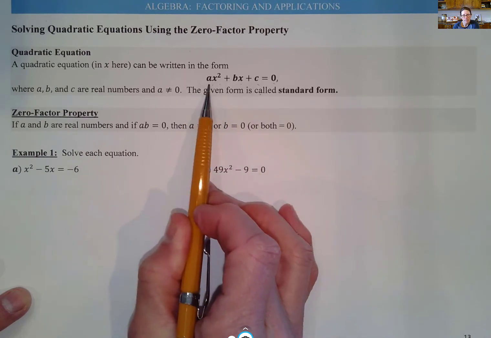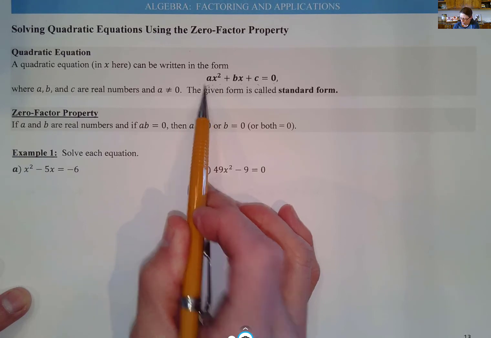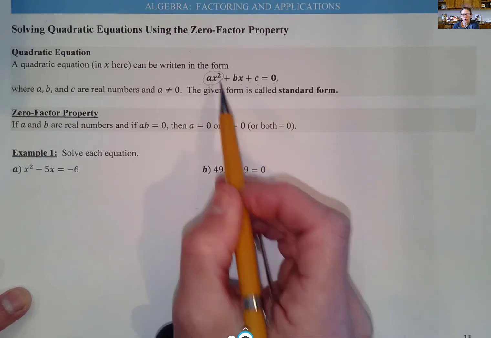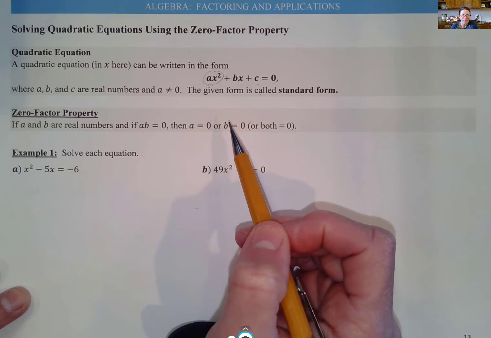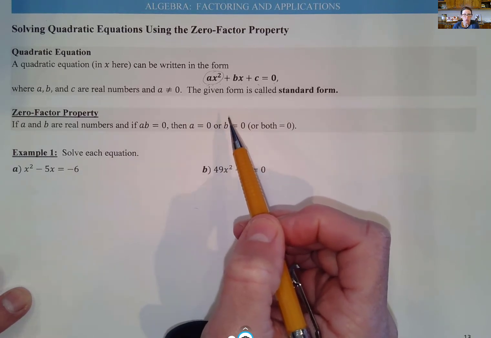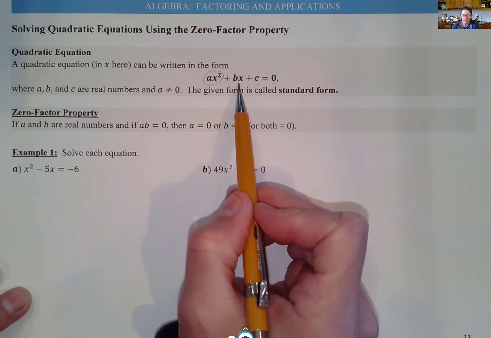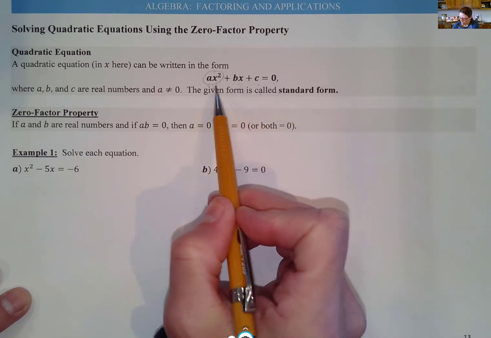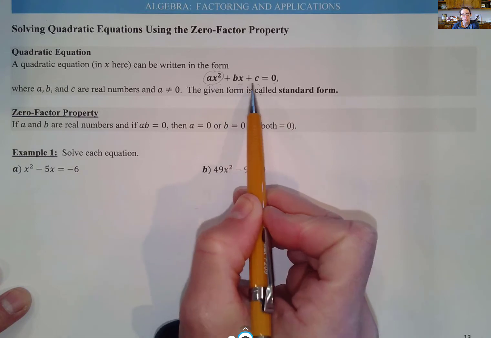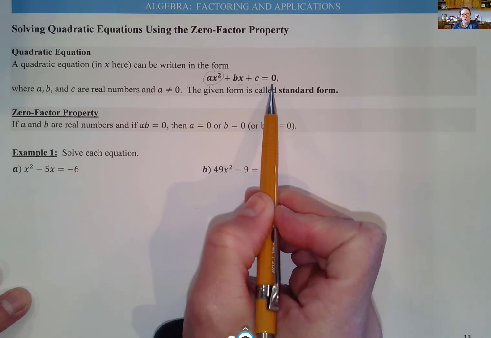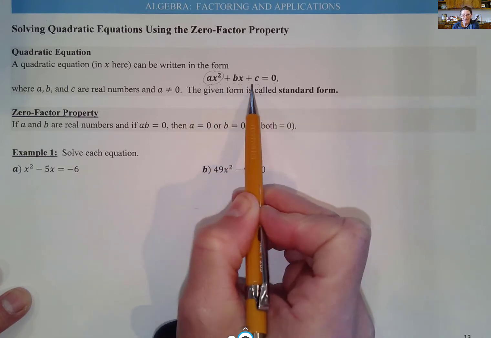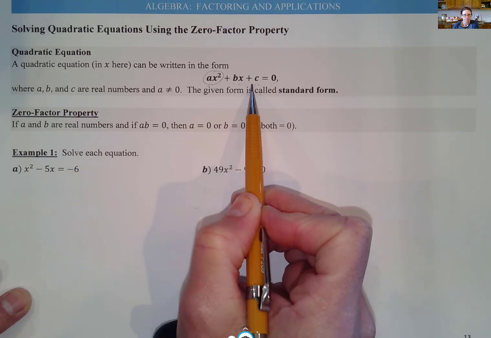And a cannot be 0, because if it were 0, then this first term would be 0, and there would not be an x squared term. For it to be a quadratic equation, it must have an x squared term. The given form is standard form, and that occurs when every term is on one side set equal to 0 on the other, and our terms are written in decreasing degree order.